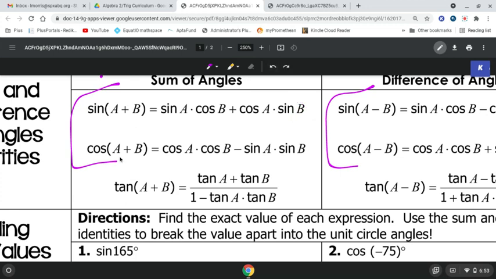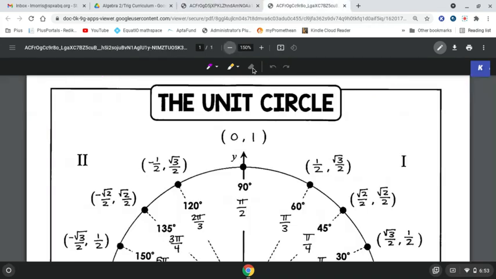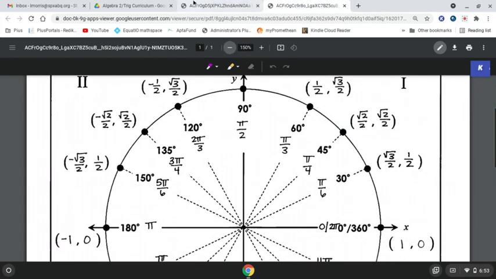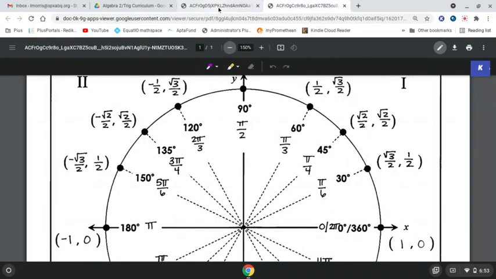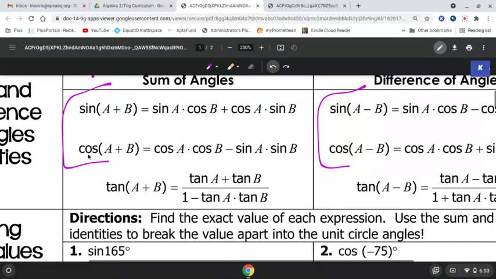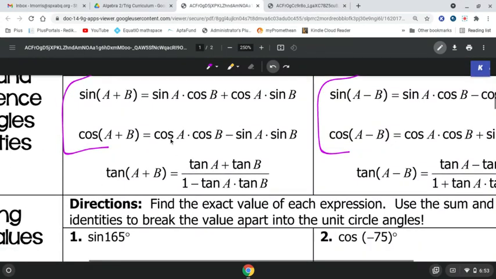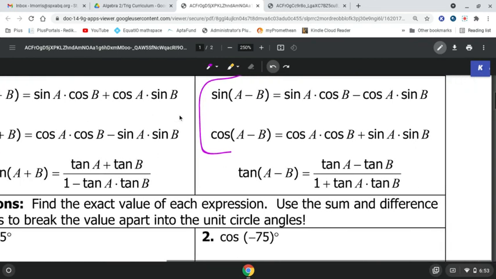And the reason you're going to use your unit circle is because sine of A, whatever that A is, you're just going to be able to come over here, and the unit circle is going to tell you what sine of A is, essentially. So you're not going to have to do a bunch of calculations. We're going to use the unit circle, and it's going to tell you everything you need. Then cosine is cosine of A times cosine of B minus sine A times sine B. So those two change a little bit.